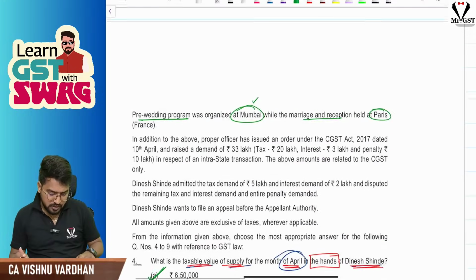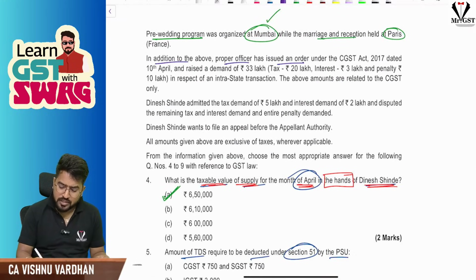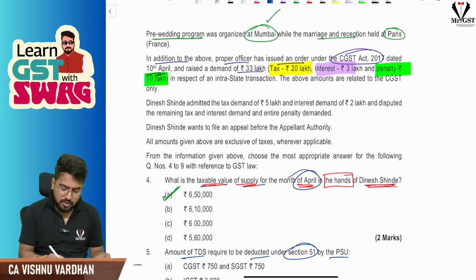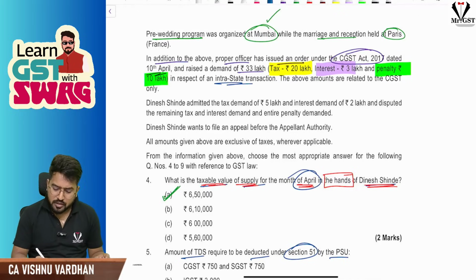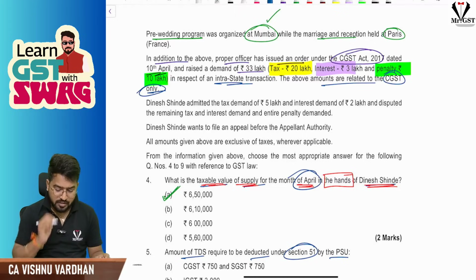Okay, nice. Next, in addition to the above, the proper officer has issued an order under the CGST Act on 10th April raising a demand of 33 lakhs. Here the interesting part is: tax demand is 20 lakh, interest is 3 lakh, penalty is 10 lakhs, in respect of an intrastate transaction. Okay, the above amounts are related to CGST only. CGST only. This is important, my dear friends.